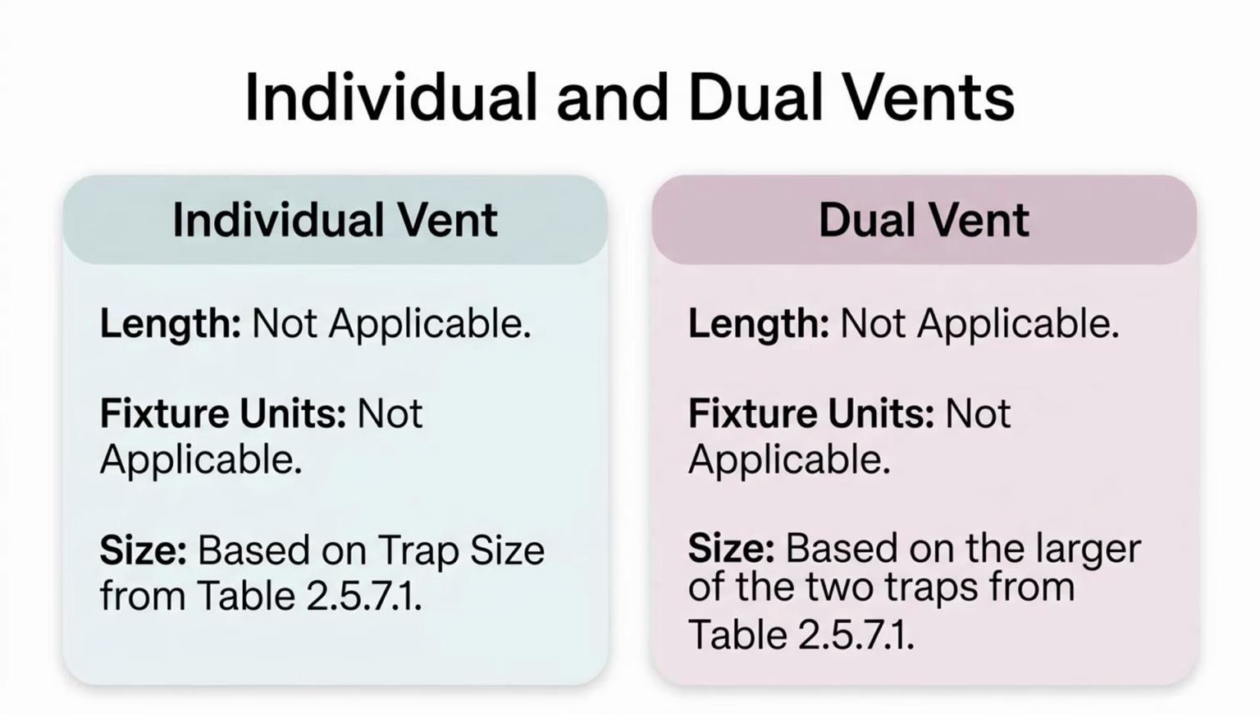We will start with the simplest vents, individual and dual vents. For these, you do not need to calculate pipe length or fixture unit loads. Their size is strictly based on the size of the trap they serve, using Table 2.5.7.1. Notice that for a dual vent, which serves two fixtures, you always base your sizing on the larger of the two traps. This ensures the vent can provide adequate airflow for the maximum potential drainage.